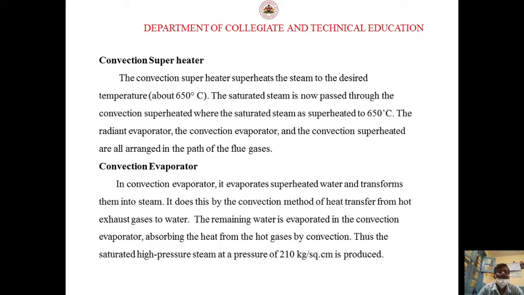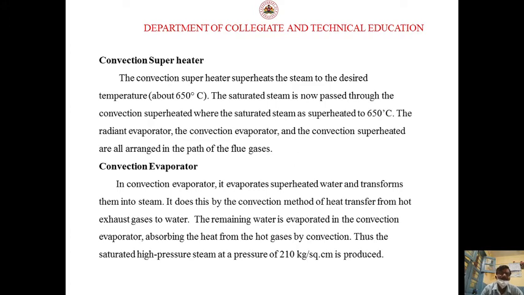Convection superheater. The convection superheater superheats the steam to the desired temperature, about 650 degrees centigrade. The saturated steam is now passed through the convection superheater, where it is superheated to 650 degrees centigrade. The radiant evaporator, the convection evaporator, and the convection superheater are all arranged in the path of the flue gases.